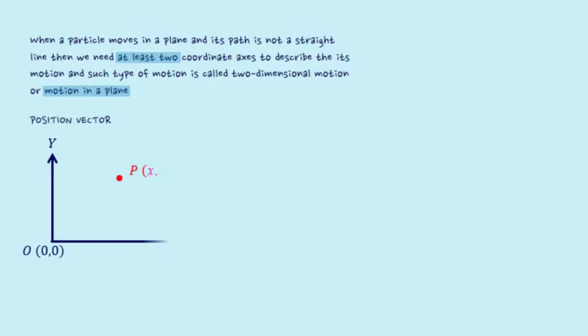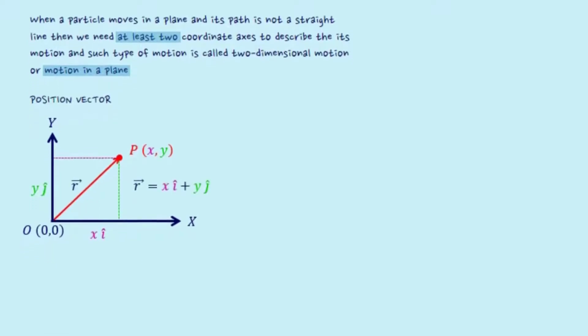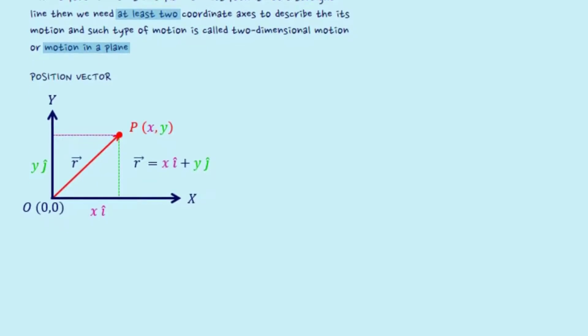The position vector is defined to describe the position of any point at any particular time. It is a vector drawn from the origin towards the point of interest. If the position coordinates of point P are known to be x and y, then the position vector of the point can be written as r equals x i cap plus y j cap. Here i cap and j cap are the unit vectors along the x and y axis respectively.